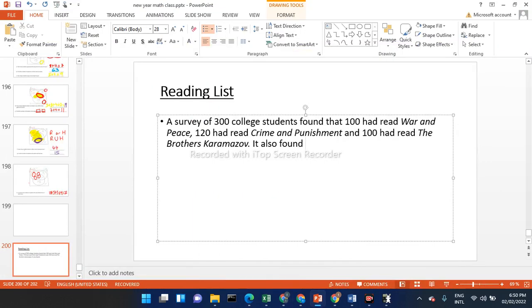It also found that 40 students, 40 had read only War and Peace.